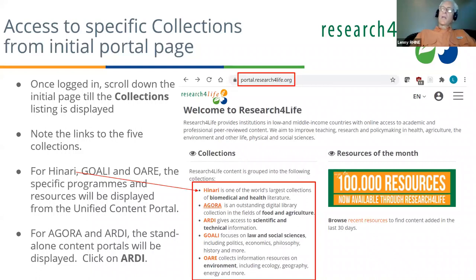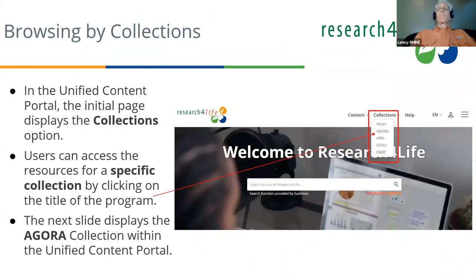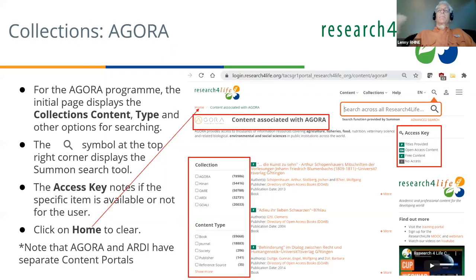If you want to go to the global one from one of those, you click on the Research4Life logo at the top right corner. So the first thing is that you can get the specific material for your collection directly from the Unified Content Portal. Simple as that. We will click on Agora.